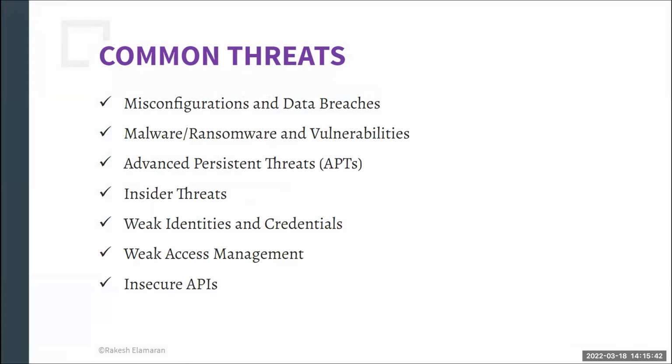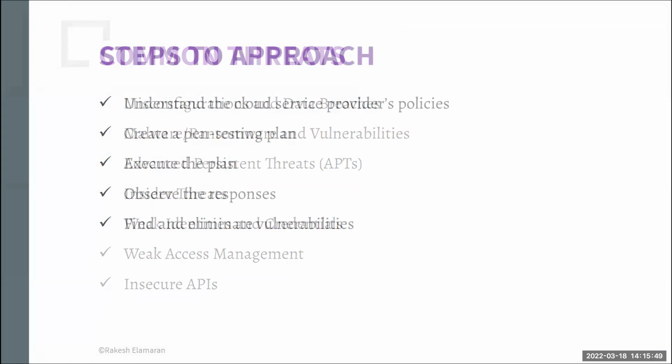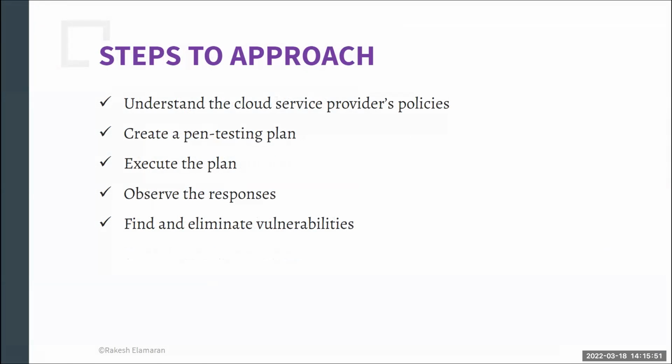What we have covered now is common threats. We will see the different stages we should follow, and what steps to approach when we start doing our penetration testing on the cloud. The first one is to understand the cloud service provider's policy. As I mentioned in some of the slides, CSP stands for cloud service provider. So we have to understand the cloud service provider policies first. It can be any cloud service provider, such as AWS, GCP, or Azure.